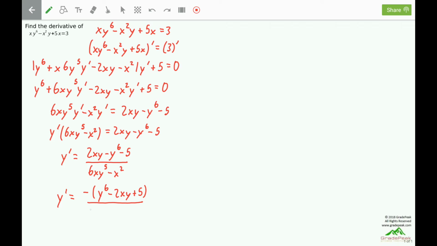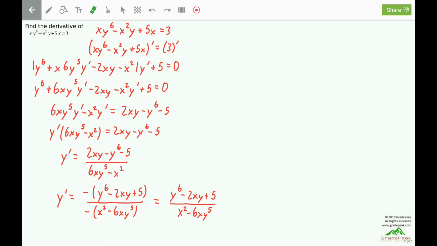over, and factoring a negative out of the denominator will make the x squared term become positive, and the 6x y to the 5th to become negative. And the negatives we just factored out can cancel with each other. We have y to the 6 minus 2xy plus 5 divided by x squared minus 6x y to the 5th.